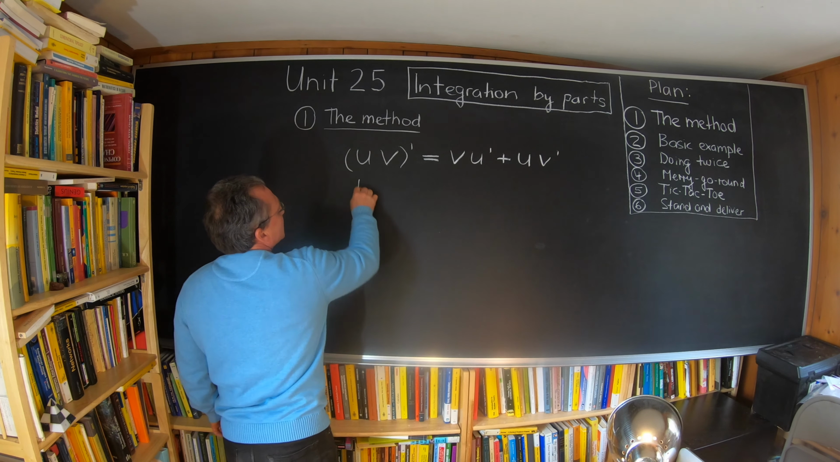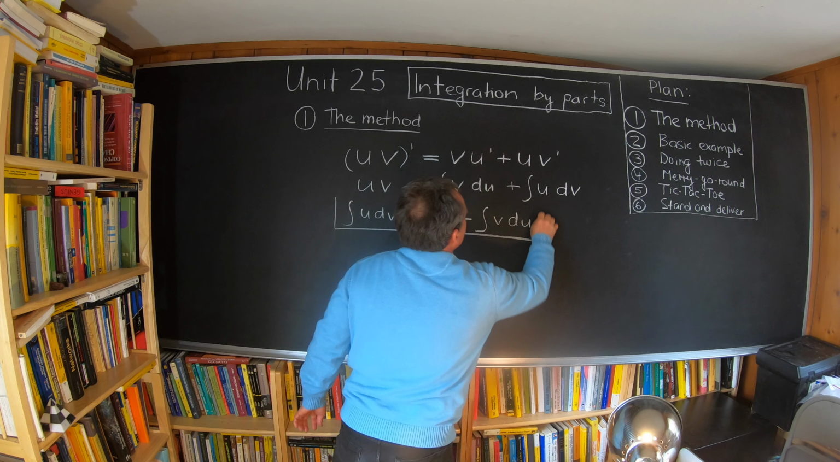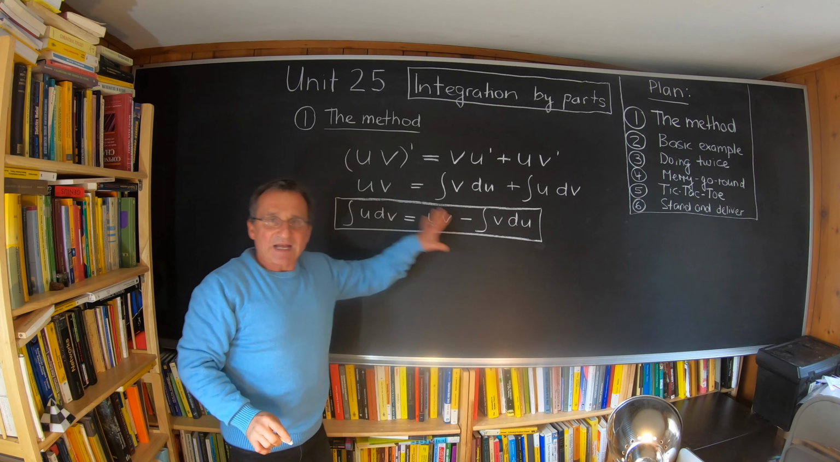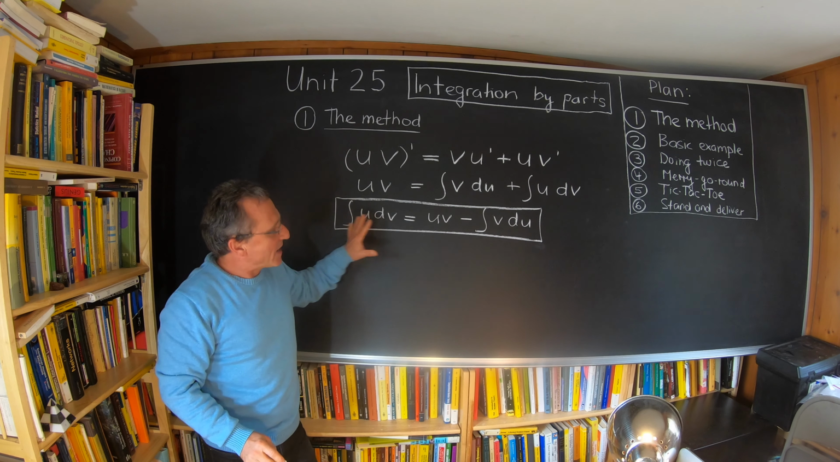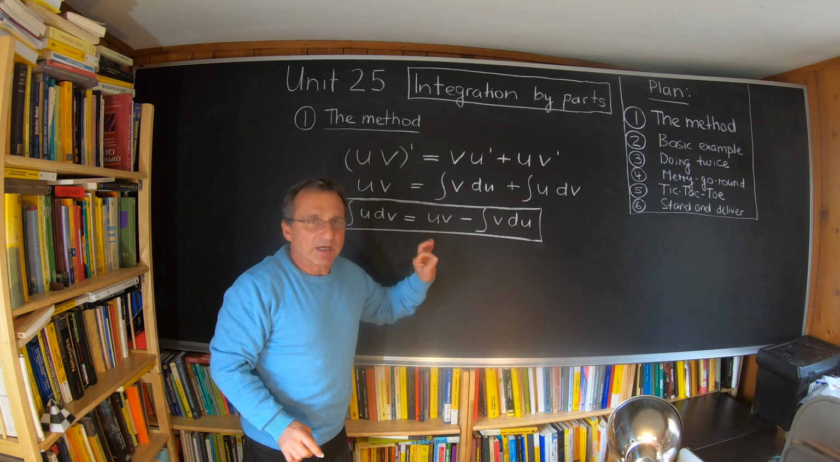du over dx times dx is du, plus the integral of u dv. Now we can solve for one of these integrals, and we get the integral of u dv is equal to uv minus the integral of v du. So that's the formula which we have to remember, which allows us to integrate by parts.